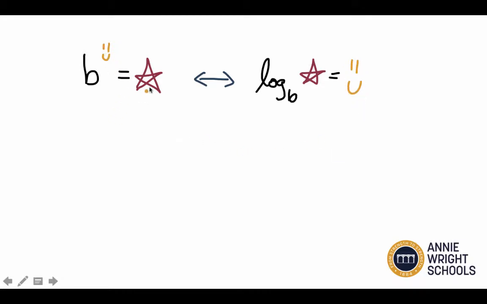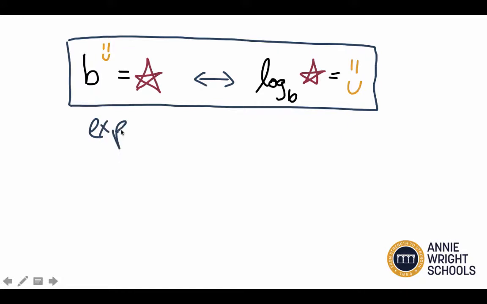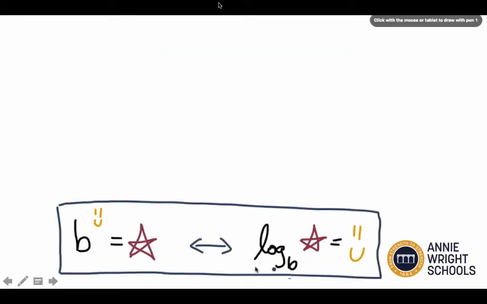I use smiley face and star instead of x and y because as we use this with x and y variables, sometimes it can get confusing for students. So this right here is the definition of a logarithm. It allows you to change forms. We have exponential form, and now we have logarithmic form. Some of the work you're going to do tomorrow is just changing form from exponential to log and from log back to exponential. Let's try an example of that.